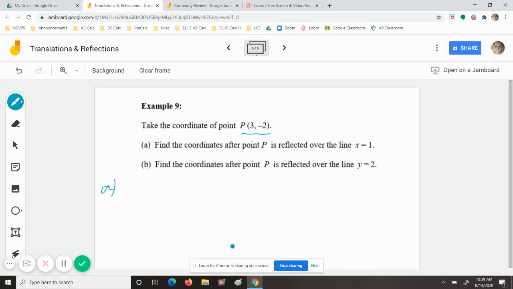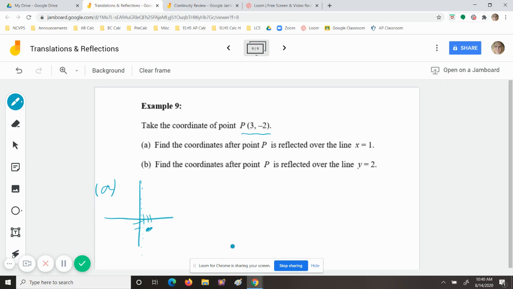So I'm going to just make a little graph so I can show you visually what's happening here. We're starting out at (3, -2). Okay, so here's our point there. Now we want to reflect over the line x = 1, which is a vertical line going through x = 1. Now let's think about where we are. We're at 3. We want to reflect over the line x = 1.